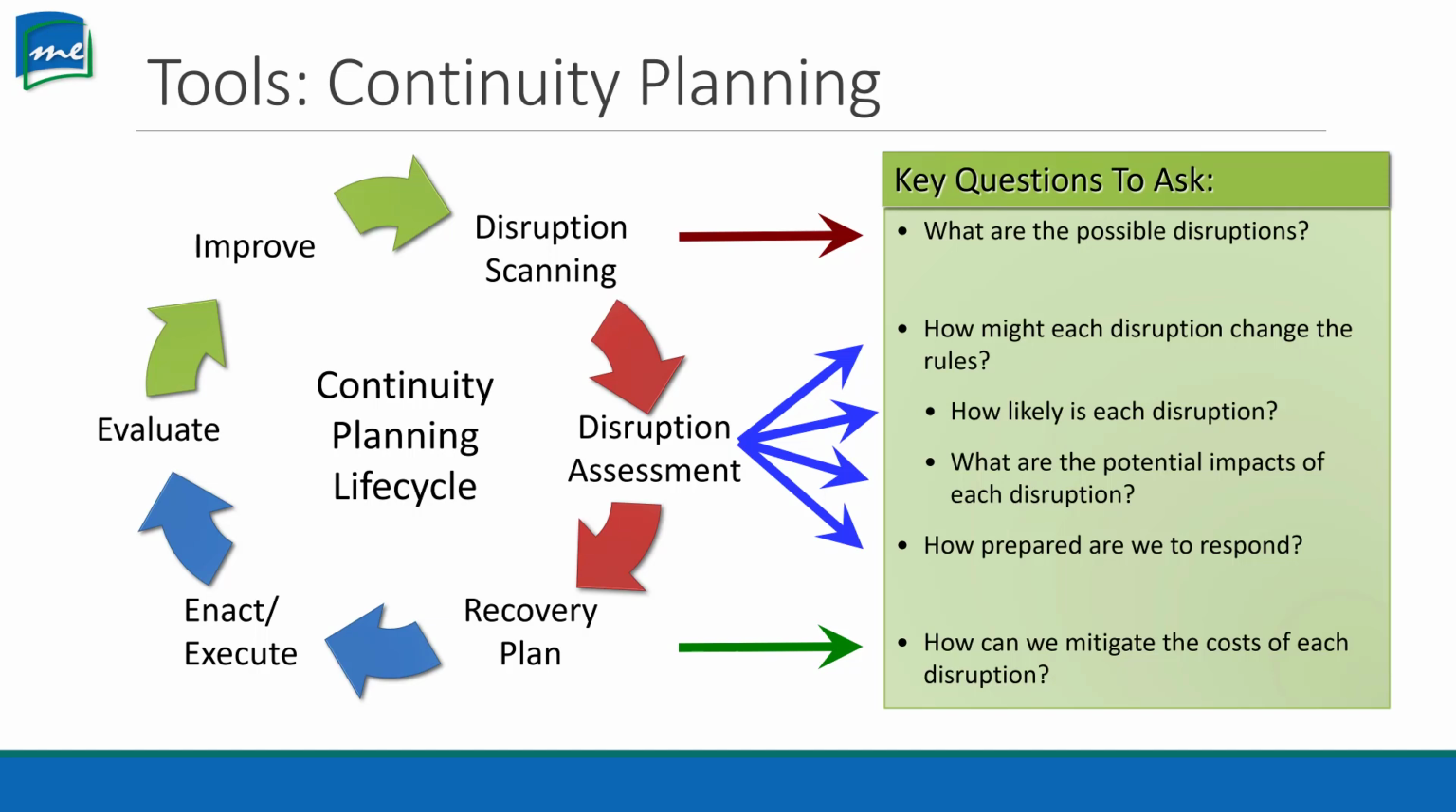When we're scanning for disruptions, we need to consider what are the possible disruptions. So are we in the middle of winter and one of the possible disruptions is 90-degree weather? Or are we expecting snow in the middle of July? Well, some of these disruptions may not make sense, so should we consider them? Of course we should consider them, but we might put those as one of the last ones we make a plan for.